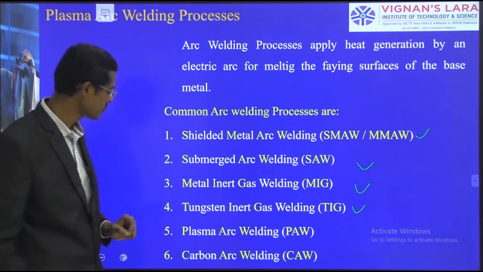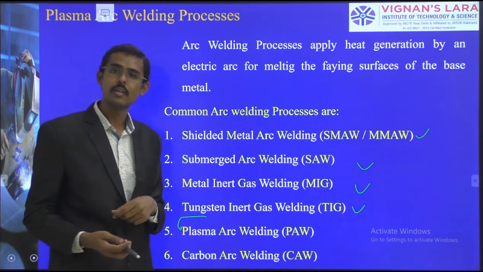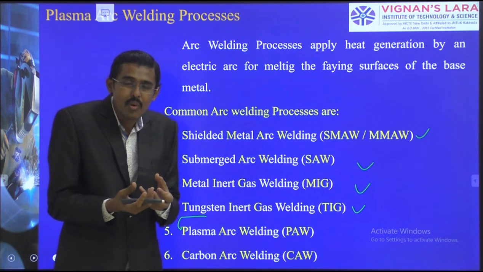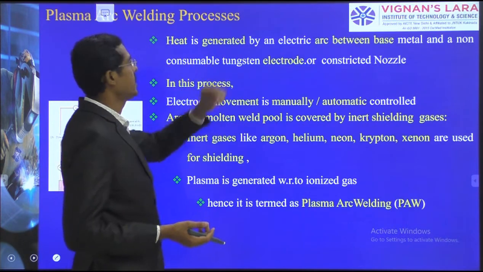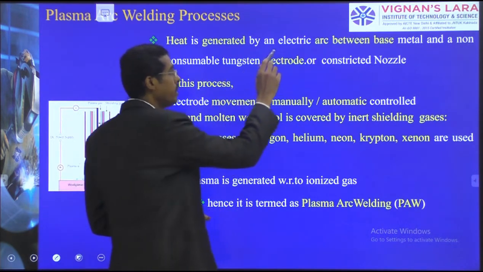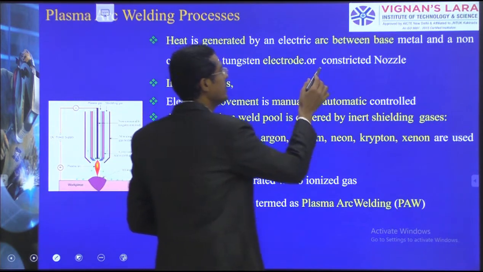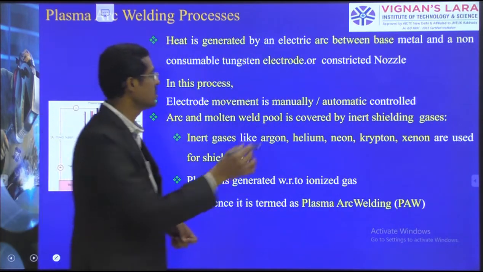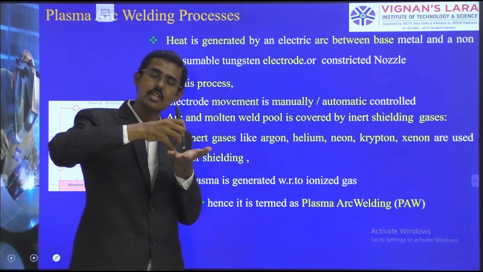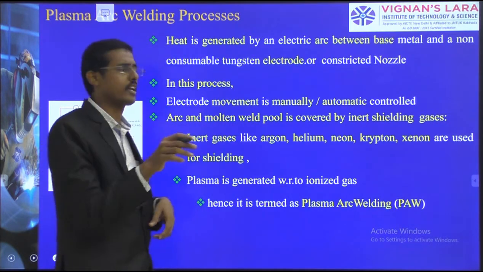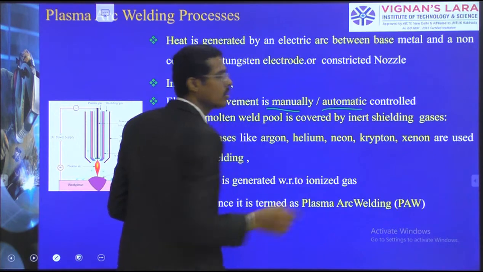Here also we are going to use a non-consumable electrode of tungsten, the same as in the plasma arc welding process, but we are going to generate more plasma for the high melting utilizations that we are going to see. Heat is generated by an electric arc between the base material and a non-consumable tungsten electrode, or otherwise between the constructed nozzle. The non-consumable electrode connection can be given directly to the workpiece or to the nozzle also. Two methods of connectivity are there. In this process, the electrode movement can be manual or an automated control system.